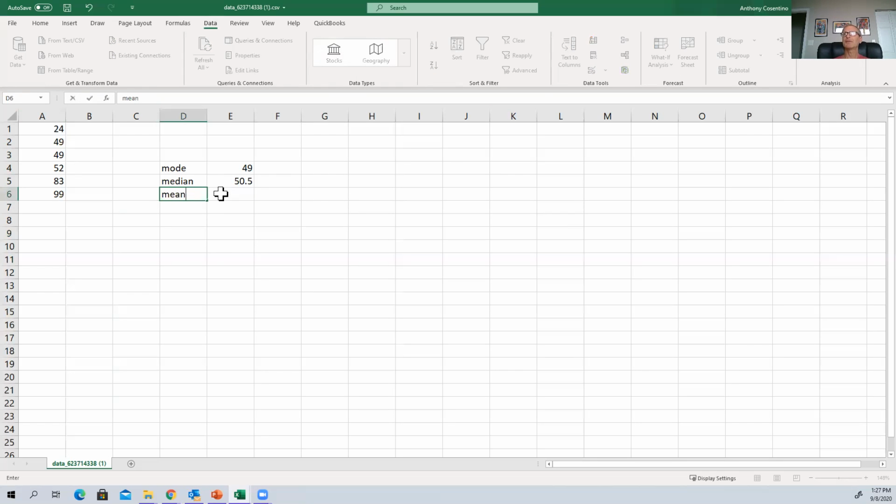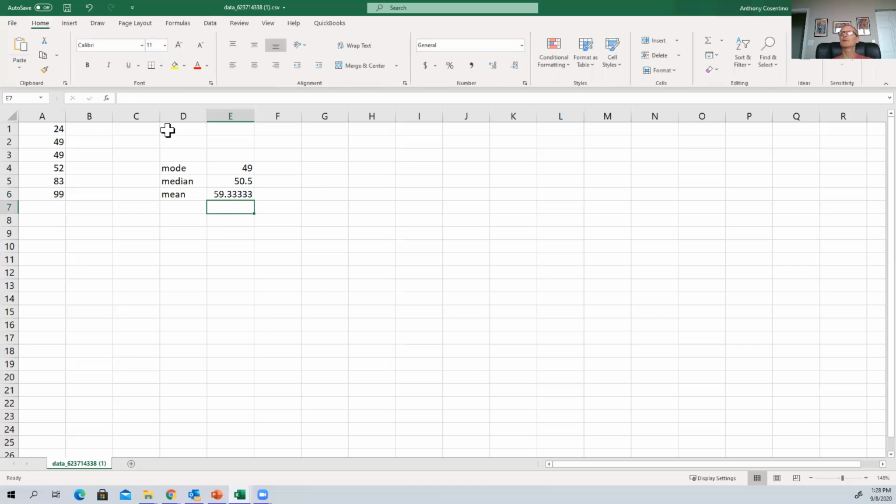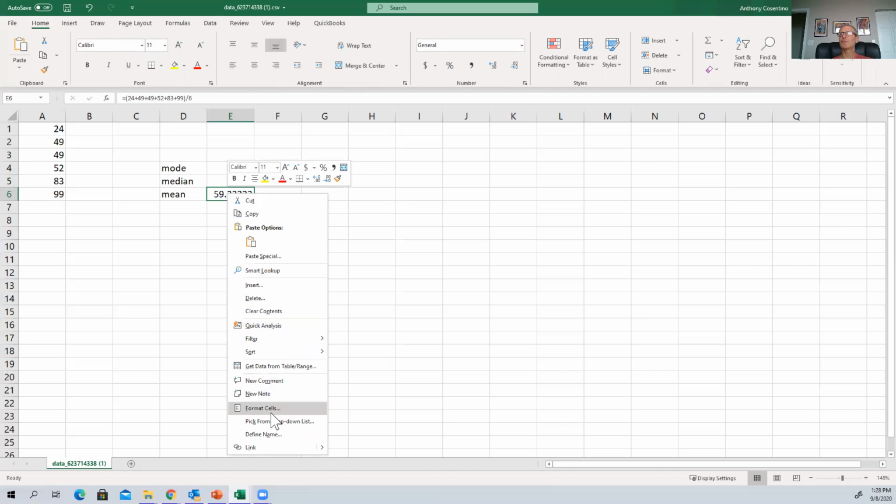So what's the mean? Well, the mean is you add all those numbers together, and then you divide by the total, which is 6. So to do it by hand, it's 24 plus 49 plus 49 plus 52 plus 83 plus 99. And then you divide by 6. And you can see that the mean is 59.33333.